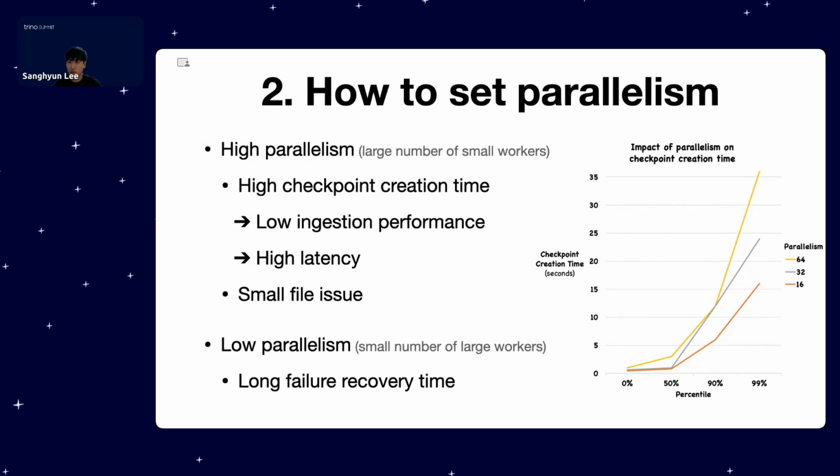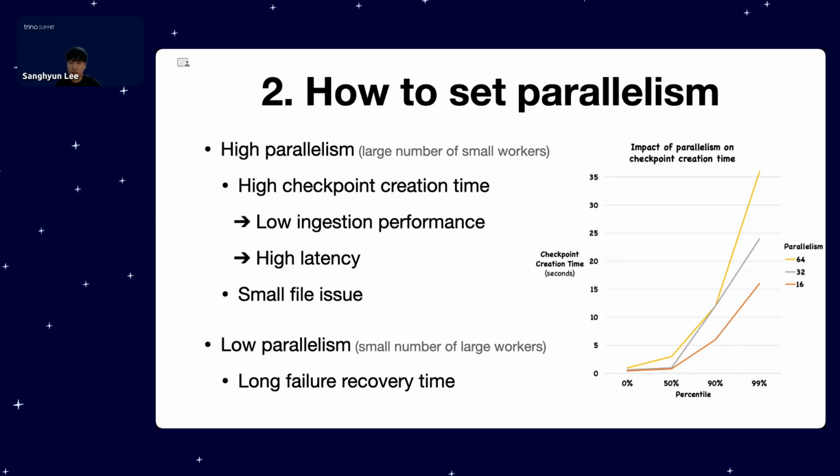Too many workers cause two problems. First, as shown in the figure, the checkpoint creation time increases. This is because Flink needs to synchronize the state of many workers. So more resources are wasted on checkpoint creation and fewer resources are used for stream processing. The result is lower ingestion performance and higher latency. Second, high parallelism creates smaller files, which makes the small file issue worse.